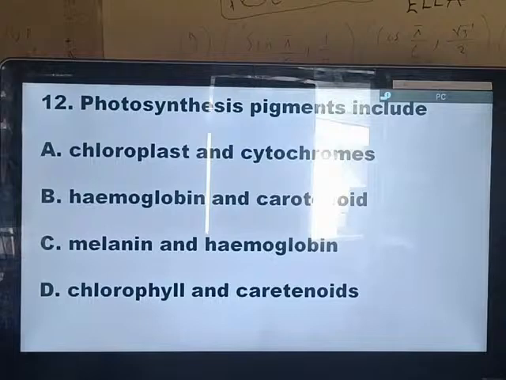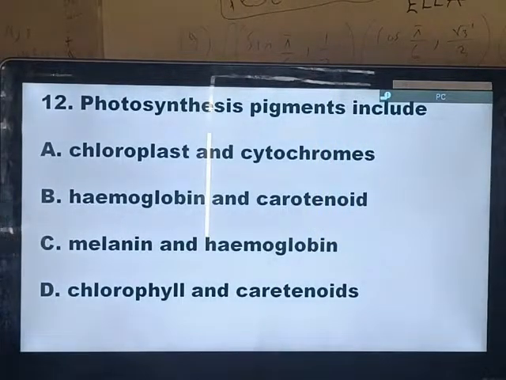So chlorophyll is the major. We have chlorophyll A, chlorophyll B. Chlorophyll is the major pigment of photosynthesis, but there's a particular pigment also called carotenoid. Now, if you look at some fruits, if you look at carrot, for example, that particular yellow coloration of carrot is due to this particular pigment we're talking about here, carotenoid. So the two pigments of photosynthesis here are chlorophyll and carotenoid, option D.